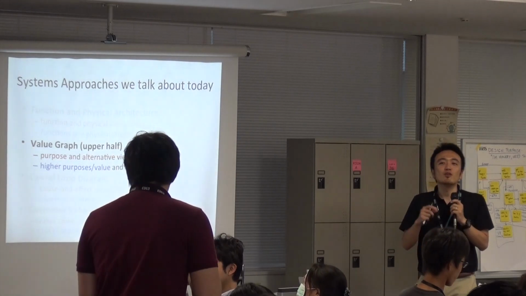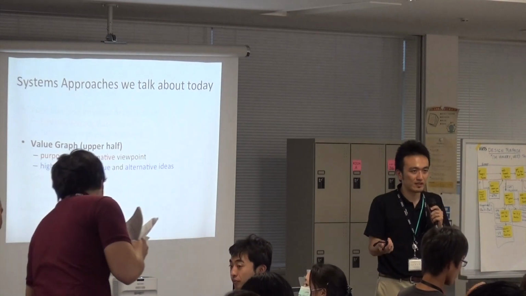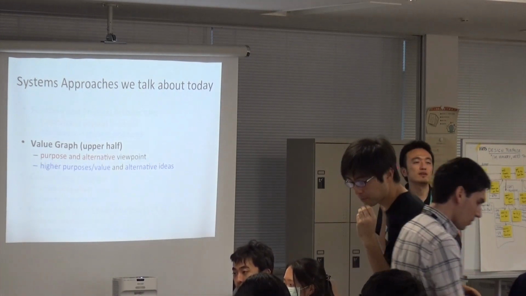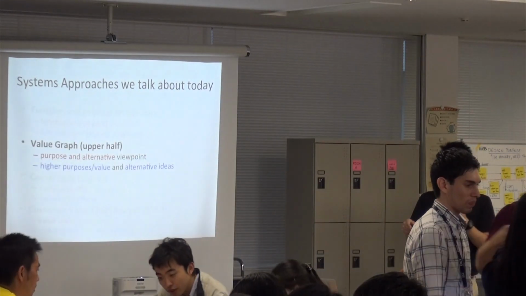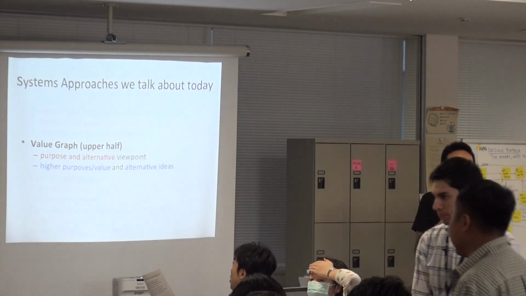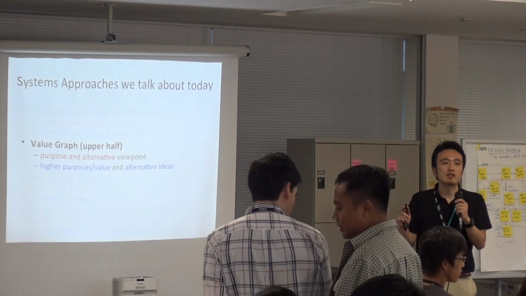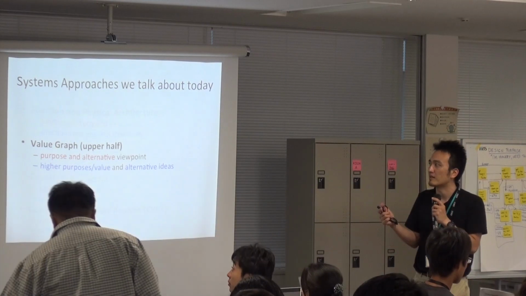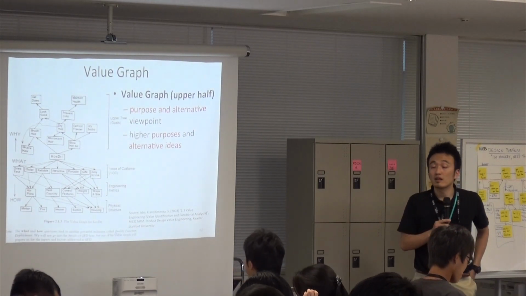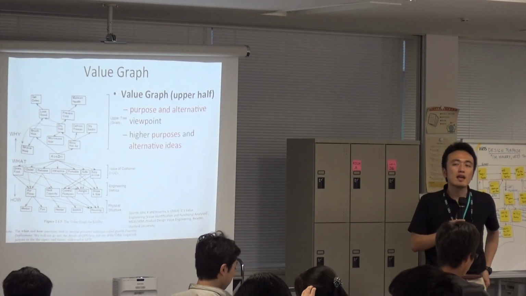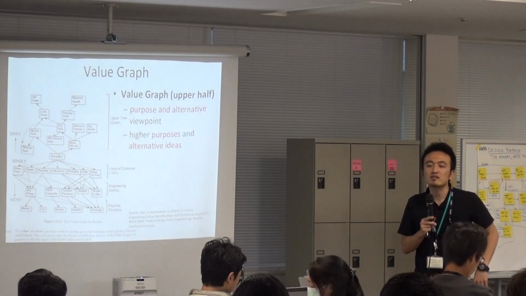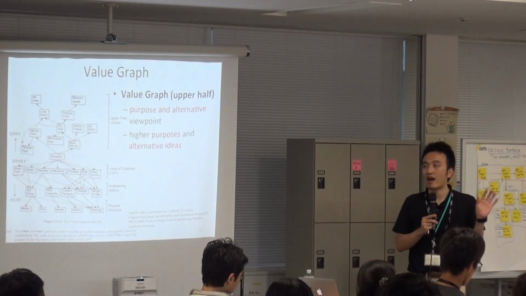So now we're moving on to different viewpoints. We just talked about the physical and the functional viewpoint. Now we're going to talk about value or higher purpose and alternative ideas. So I want you to pay attention to the instruction that I'm going to give now. I'm going to start talking about the technique or the tool called value graph. I will just briefly introduce it, and we will just stick to the upper half of this graph.